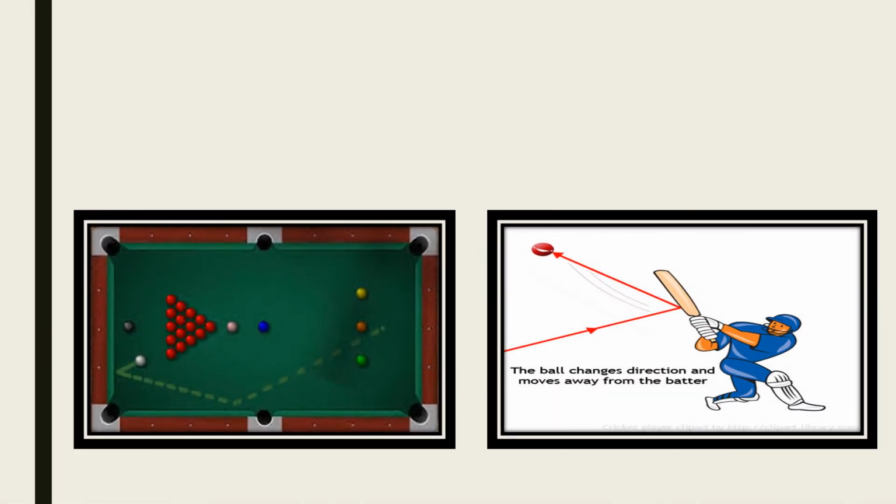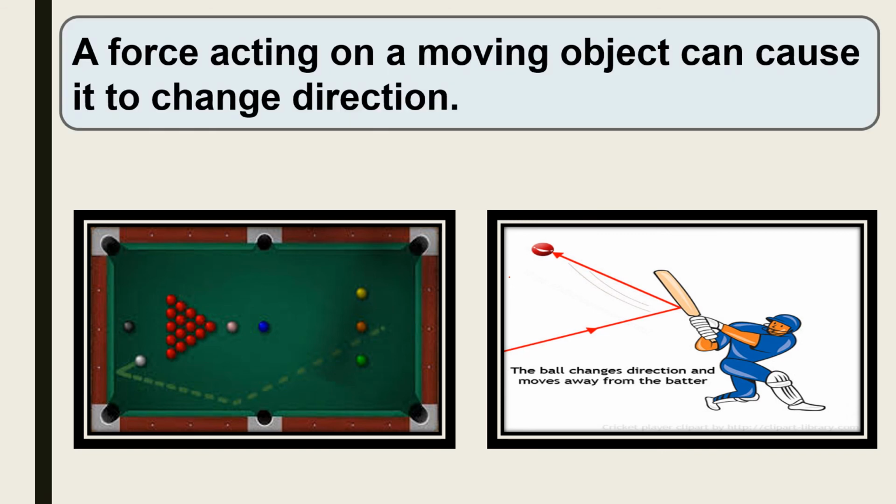The two pictures, this is billiards. As you may see, there are some scattered lines here. And this one is the ball changing direction and moving away from the batter. The last effect is that a force acting on a moving object can cause it to change direction. As you can see, on the left part, the billiard ball, you apply the force to that white ball. And after it bumps into that part, it changes its direction.